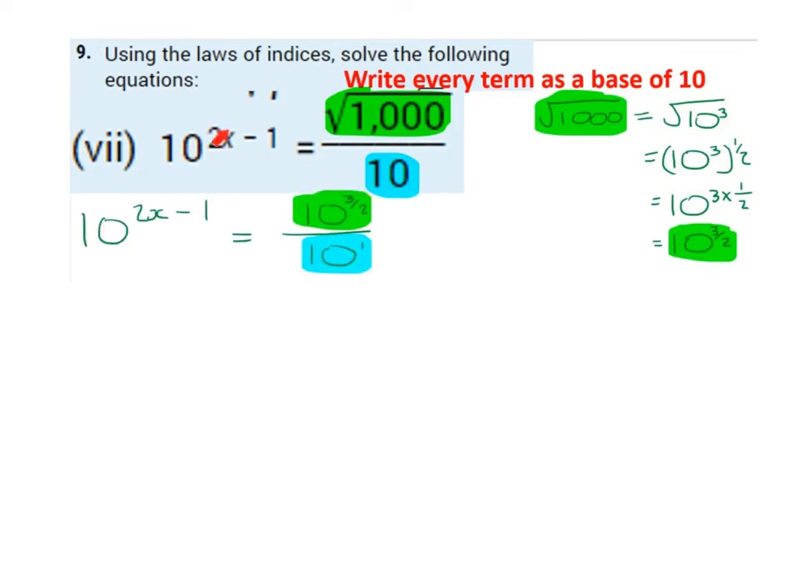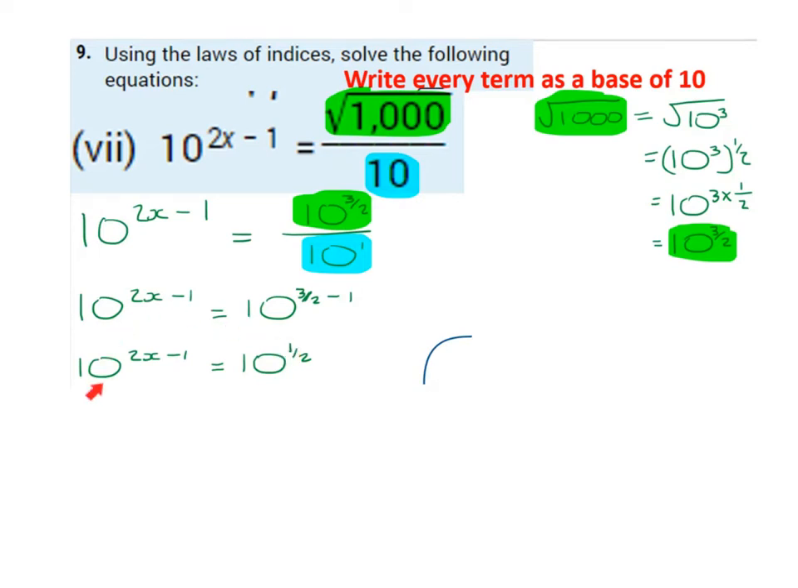So I'm bringing down 10 to the power of 2x minus 1 because that already has a base of 10. Next I have equals, and then the square root of 1,000 I'm rewriting as 10 to the power of 3 over 2. And then 10 is really 10 to the power of 1. Next we're dividing powers with the same base, so we subtract the powers. So we have 10 to the power of 3 over 2 minus 1. And 3 over 2 minus 1 is a half.